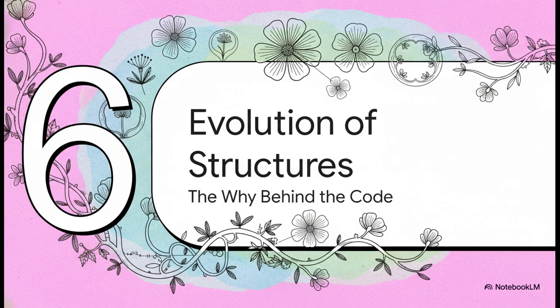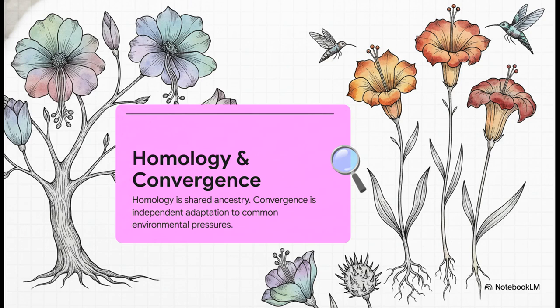Finally, Section 6, evolution of floral structures. We're diving into the why behind the code. To really crush those long-form essay questions, we have to look past the memorization and ask why these structures exist. Think of a floral formula as a record of a plant's evolutionary history. If two totally different species have really similar formulas, it might be homology, meaning they literally inherited that same structural blueprint from a shared ancestor.